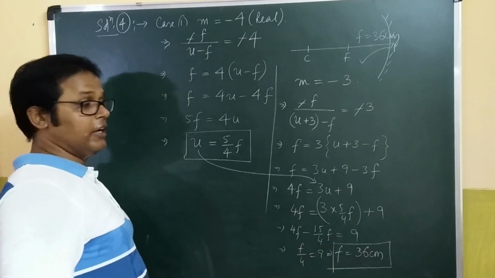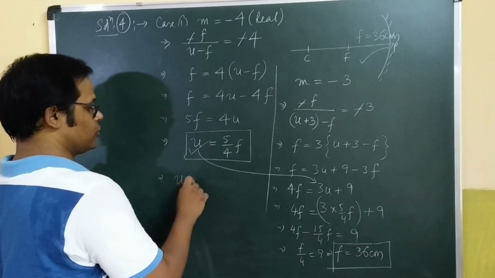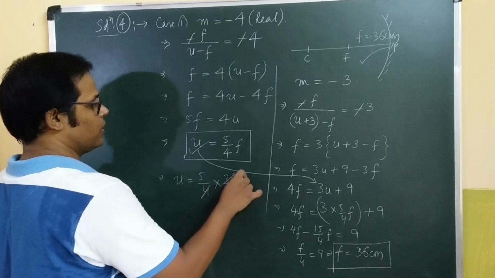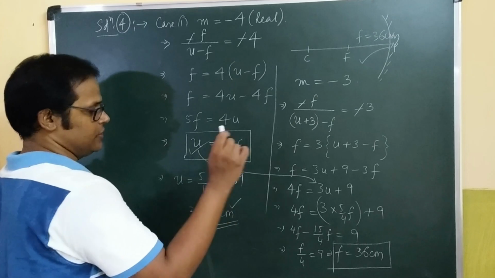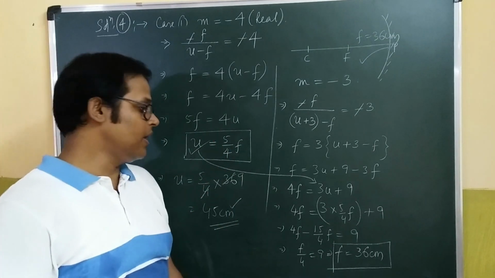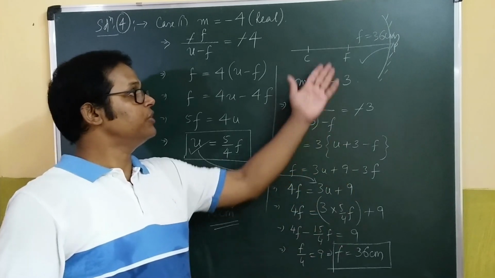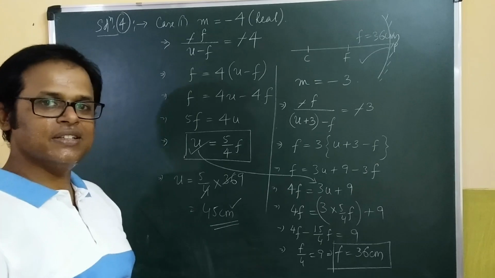Now even if you wanted to calculate the extra bit, you could have also known the object distance, which is 5 by 4 times of 36, that is 4 nines. So object distance would have been 45 centimeters, which was actually not asked in the question. Our primary target was to find the focal length of the mirror, which in this case comes out to be 36 centimeters. Hope you loved the problem.